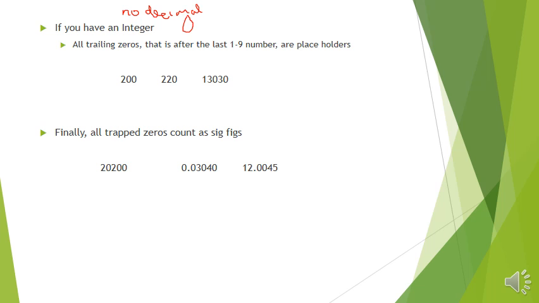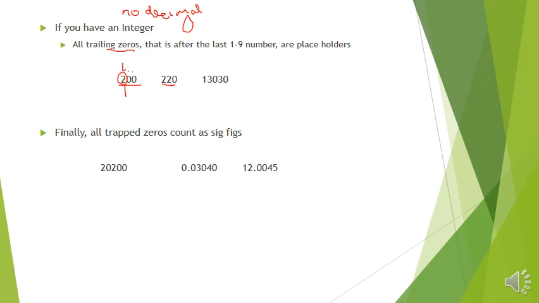Okay, so if you look at the number 200, unless you're given more information, it only has a non-zero number, and these zeros don't count. They're just placeholders. We call them trailing zeros. So this would only have one sig fig. It doesn't mean the number is 2. It just tells you that within precision or scoring, we are only giving it a score of 1.